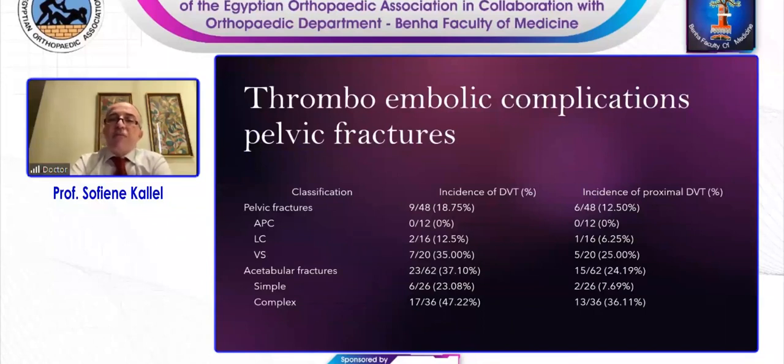Thromboembolic events in pelvic fracture are very frequent. In the AP compression pelvic fracture there is a rate of 18%, in lateral compression 12%, and in the vertical shearing fracture they have a 35% risk of DVT. The risk of PE is higher when you have an associated acetabular fracture, and it may reach 22%. Next, please.